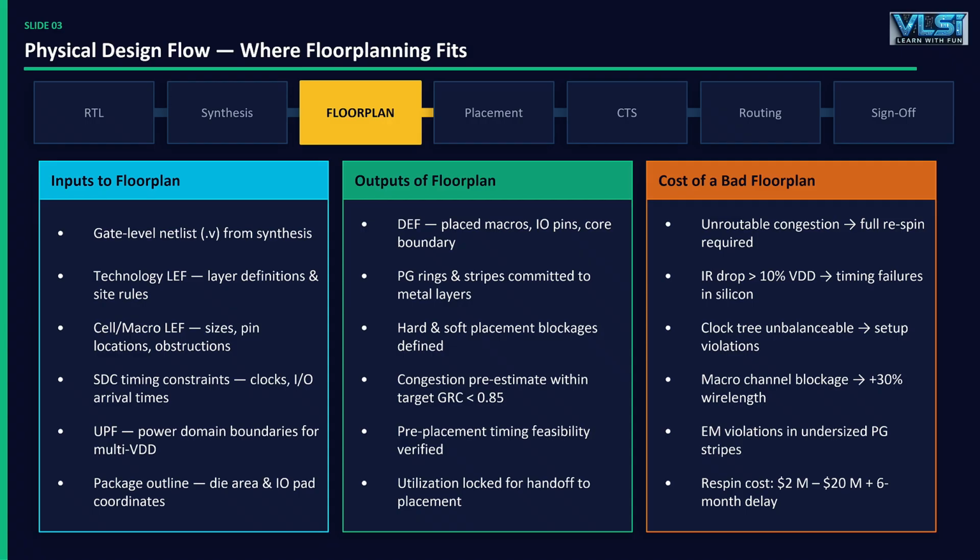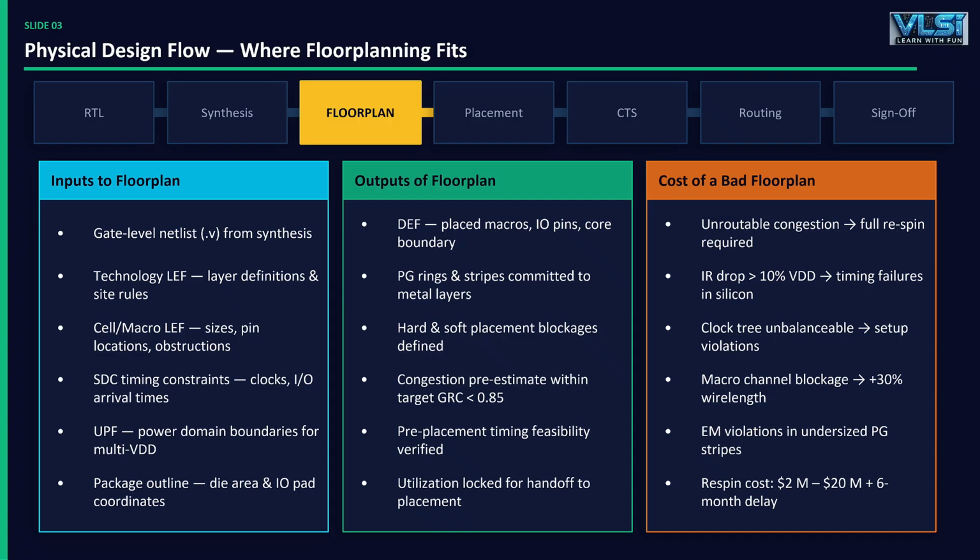Imagine building a house. First you decide what kind of house you want, that's RTL design. Then you convert that idea into actual materials, that's synthesis. But before you start building walls, what do you do? You decide the layout. Where is the bedroom? Where is the kitchen? Where is the entrance? That is floor planning. In VLSI, synthesis gives you a netlist, but that netlist has no physical meaning yet. Floor planning is where you give it shape.